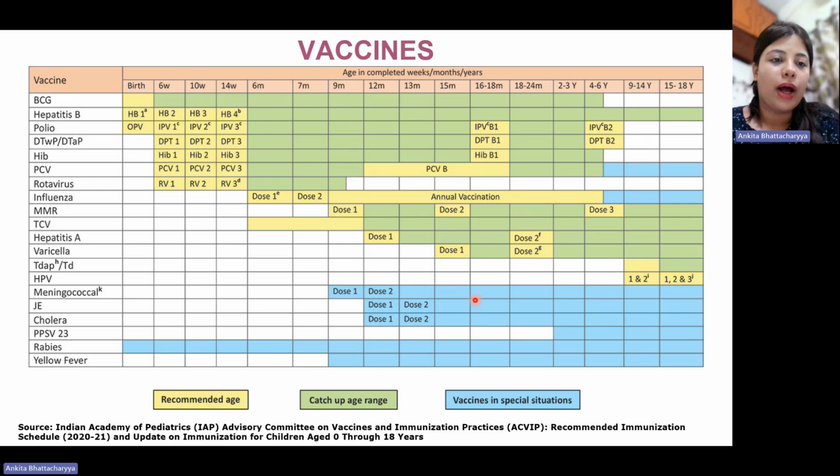The most common one is the BCG vaccine, which should be taken right at birth. I'll be coming to the BCG vaccine very soon. Then comes hepatitis B vaccine and all the different doses that are recommended for the same. You have the OPV or oral polio vaccine next. You have DTaP, which is diphtheria, Bordetella pertussis, inactivated toxin. The different doses of that, Haemophilus influenzae B, rotavirus, influenza, hepatitis A, HPV, cholera, yellow fever, rabies, etc.